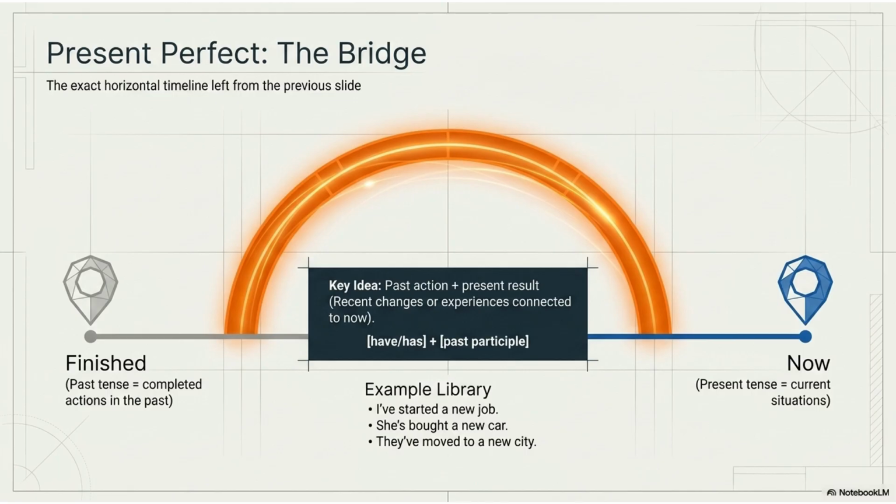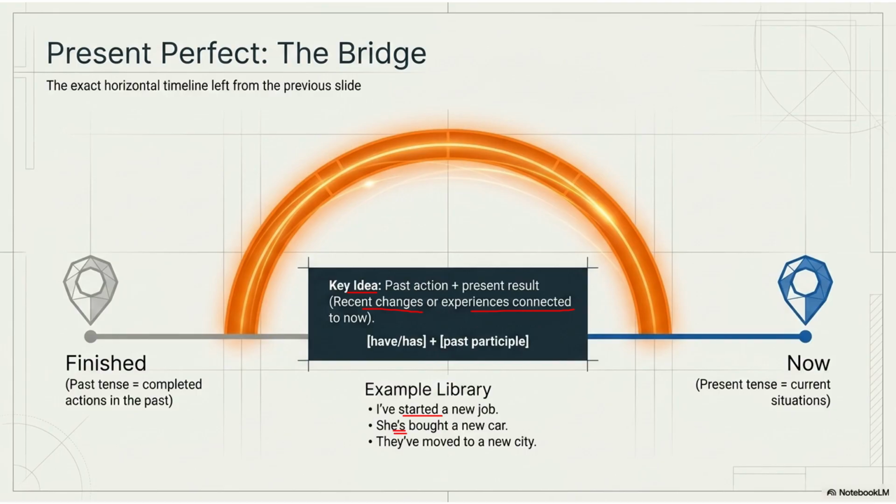Okay, so we can also use present perfect, which is the bridge. Remember that present perfect is a bridge that connects the past and the present. Remember that the key idea of the present perfect is to talk about a recent change or experiences connected to now. Like, for example, I've started a new job. If you started a new job, it's because that job wasn't there in the past. But now you are in that job. So something changed.